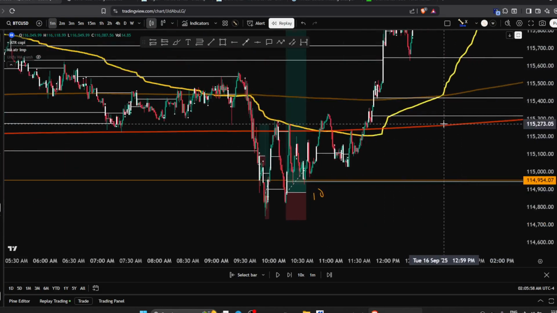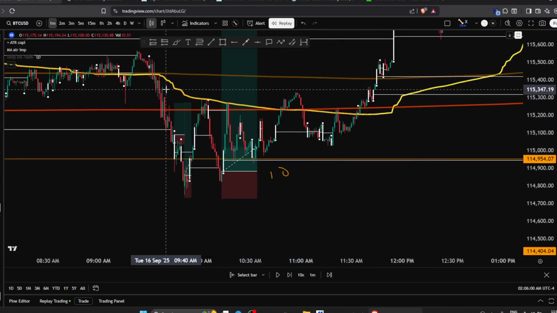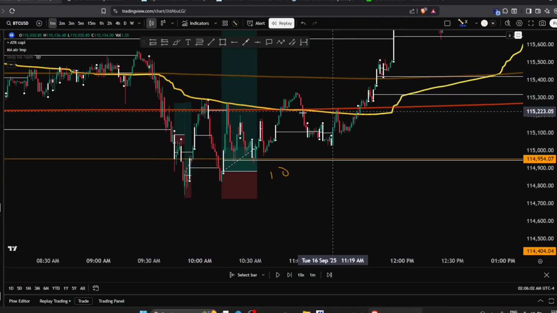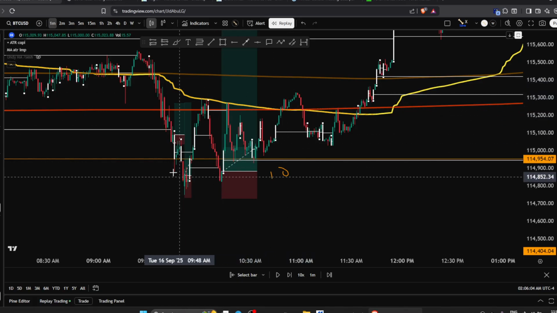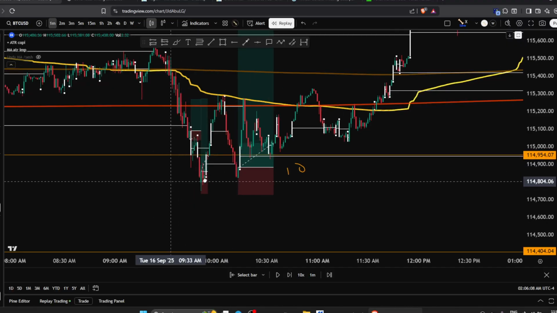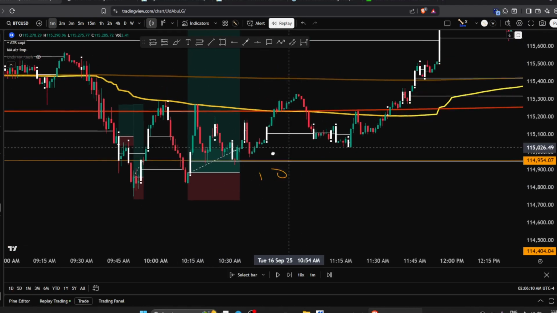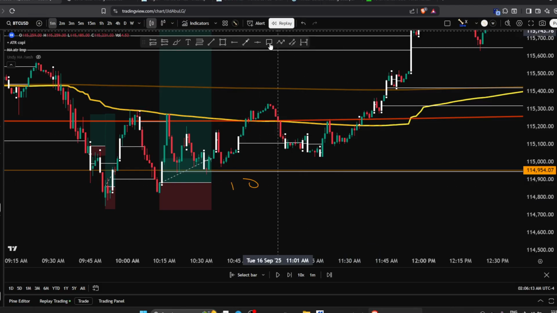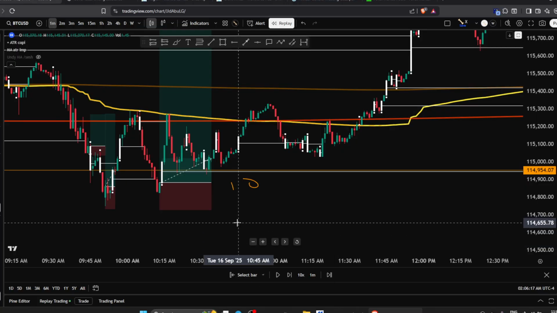Yeah, so that's the strategy. Wait till the price goes below the 200 moving average, the yellow one, and wait for it to hit one of those levels, and then enter on the first green candle. Easy peasy. See if we can find another example.